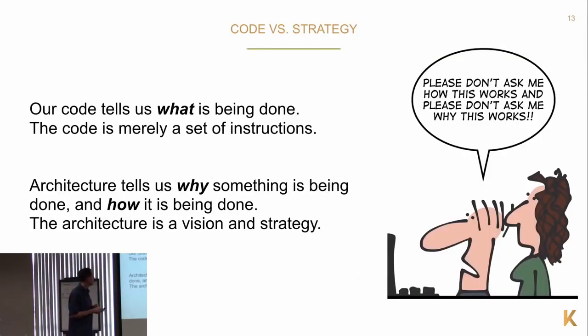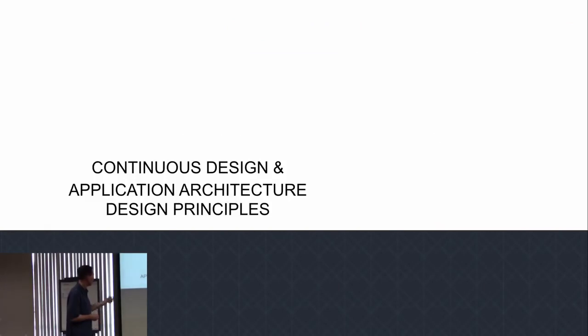So code versus strategy. Our code tells us what is being done. The code is merely a set of instructions. That's what it is. Okay? Architecture tells us why something is being done and how it is being done. The architecture is a vision and strategy again. So for folks, I like to say, hey, the code, that's our documentation, that's our base. Well, it really doesn't address why are we doing this, or how is this to be done or anything. So again, just the code is a set of instructions for a process. Yeah, so again, thinking at those higher levels here.